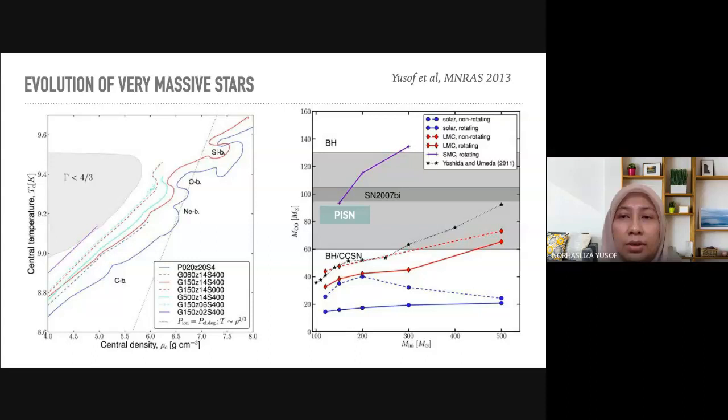Okay, so we calculate the mass range of what is the prediction. So this is the one that people observed back in 2007. I think I also gave this talk in UPM 10 years ago, I think.